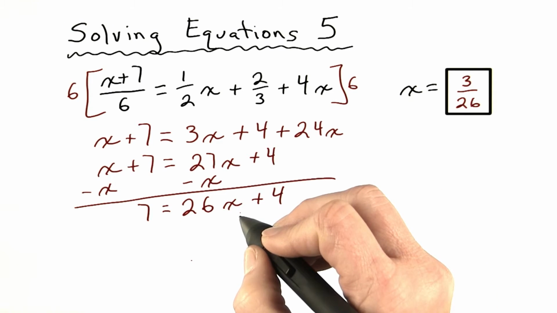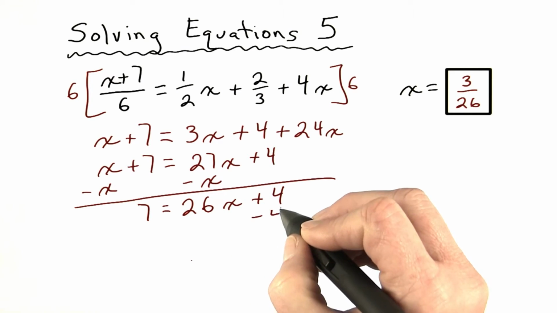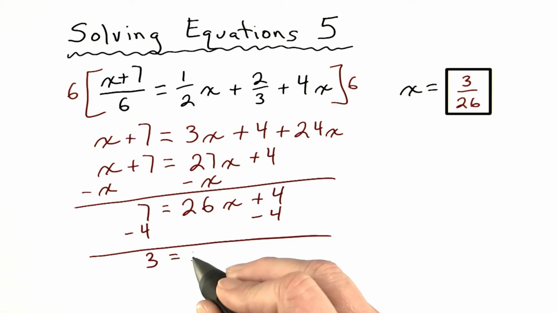Now that my variable is on one side of the equation, I want to isolate it by subtracting 4 from both sides of the equation. 7 minus 4 is 3, and that equals 26x.